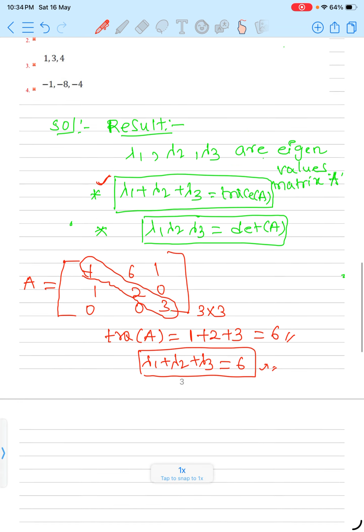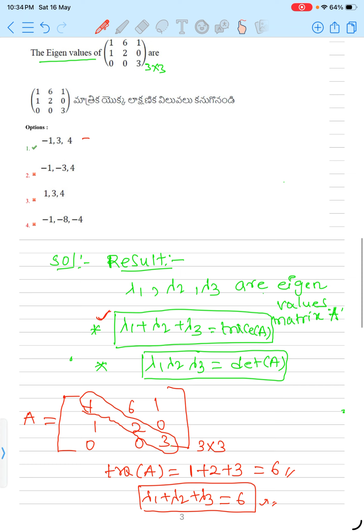Now go to the options and check which option gives the sum of the eigenvalues as 6. Suppose these 3 are the eigenvalues. If I add minus 1, 3 plus 4, which is equal to 6. So this may be an answer. We cannot tell directly; we need to cross check all the other options also. Here we are getting 6, so the first option may be a correct option. We will cross check with the second option also.